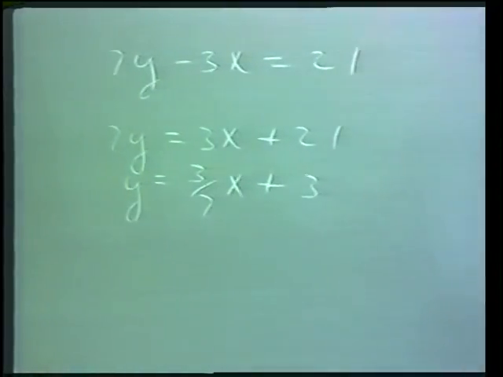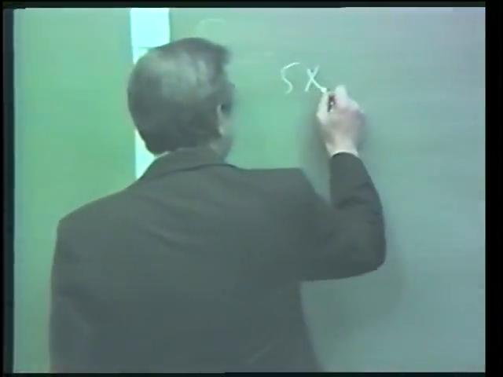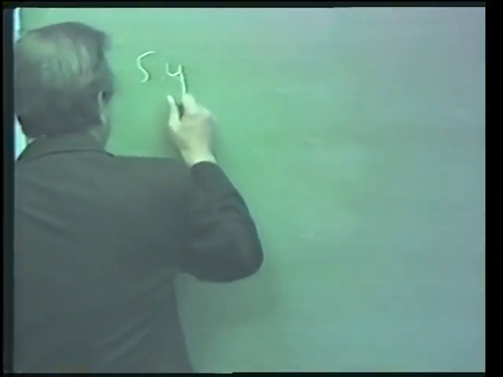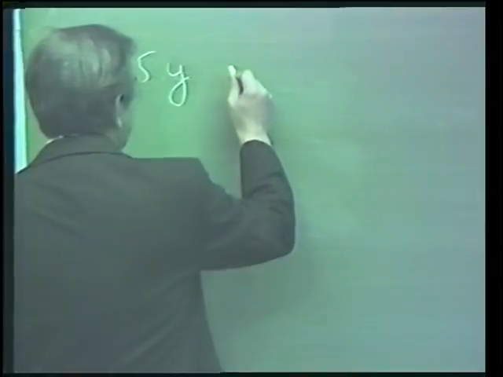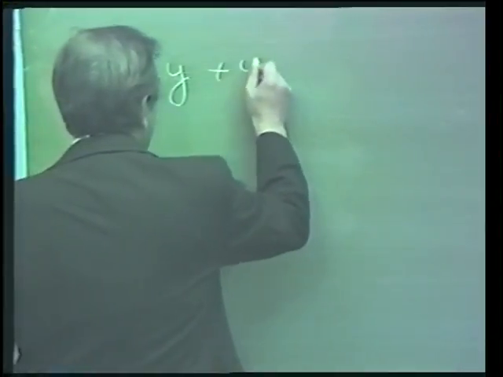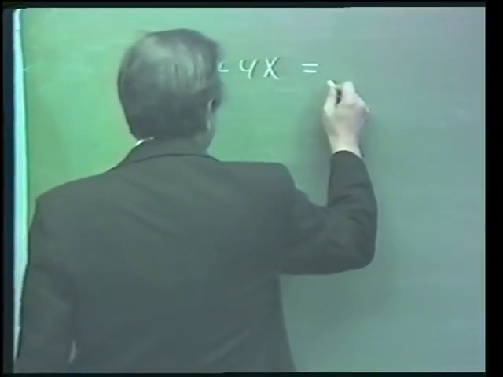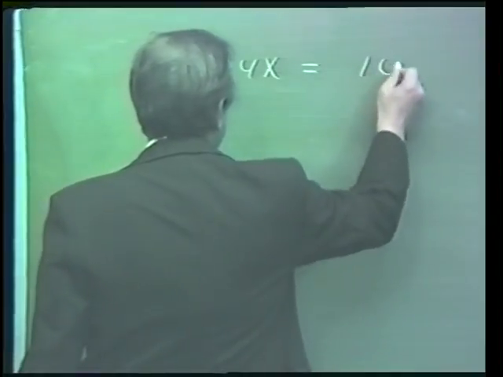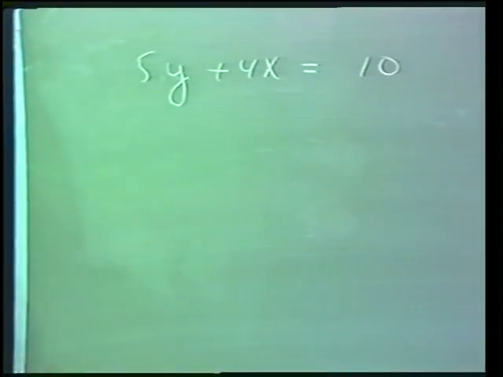Let's suppose we have this one: 5y plus 4x is equal to 10. 5y plus 4x equal 10. I would like you to find the slope of the line.